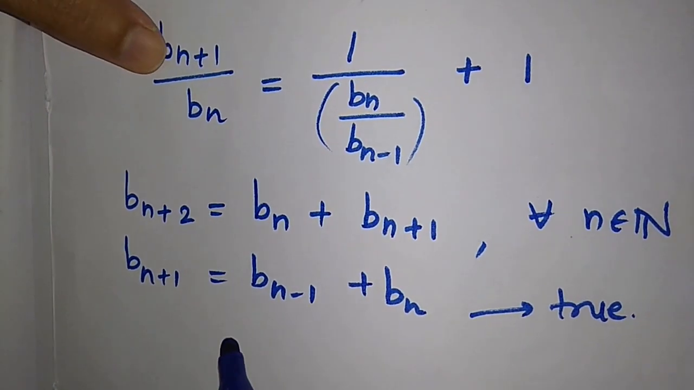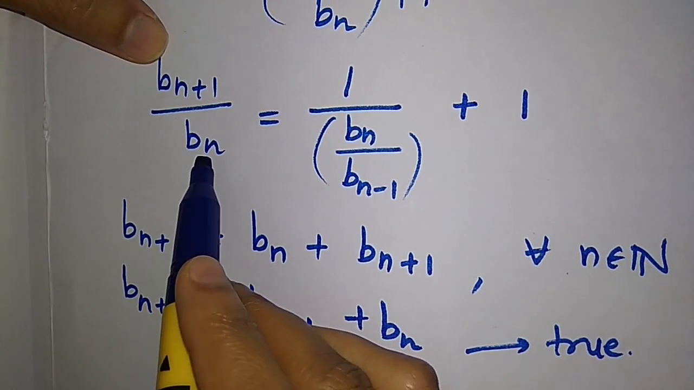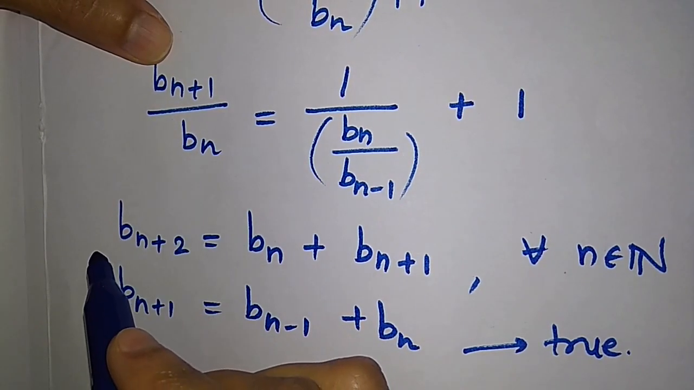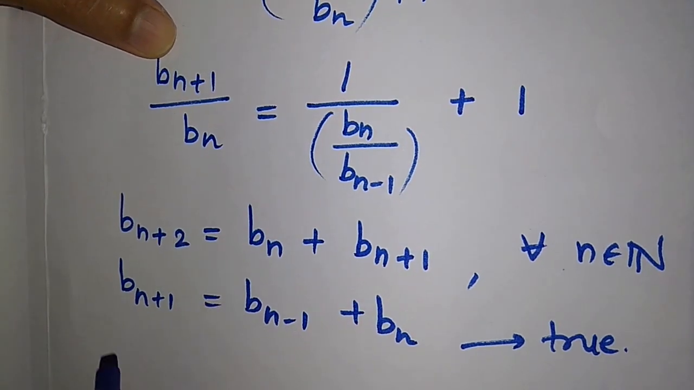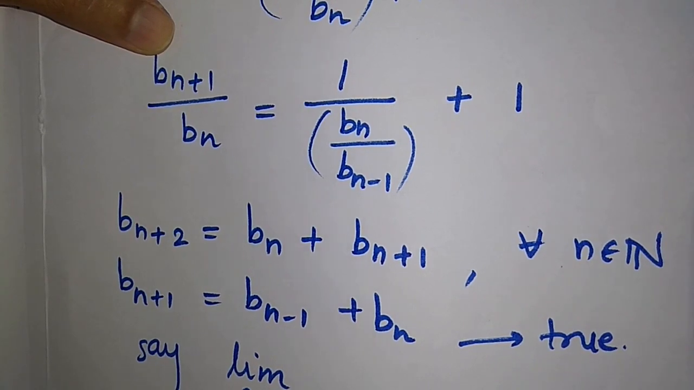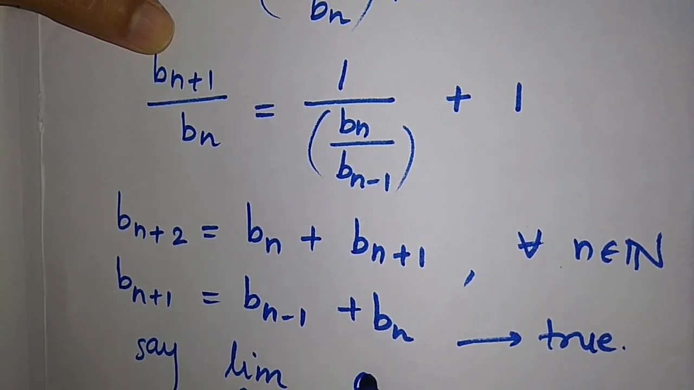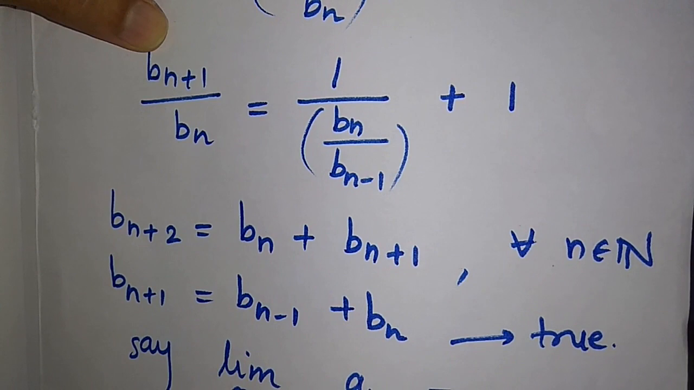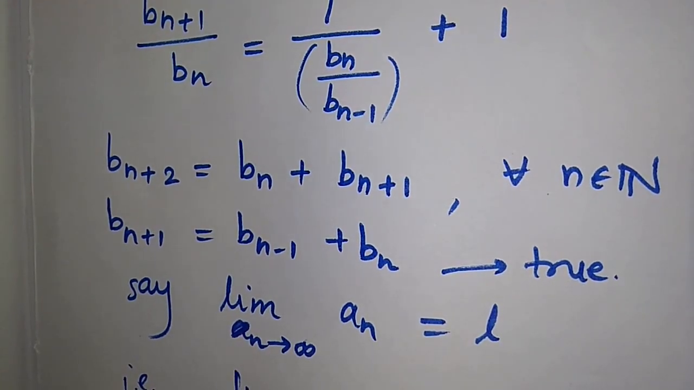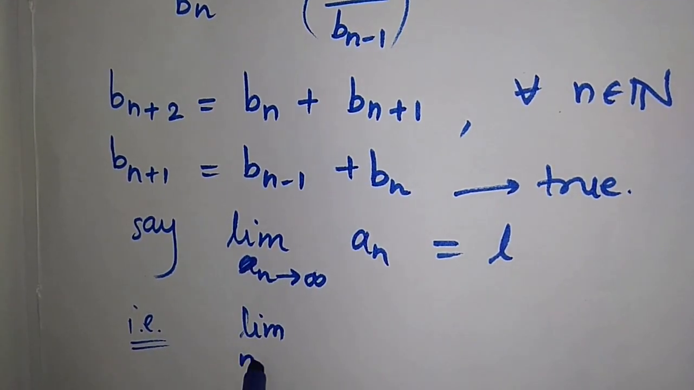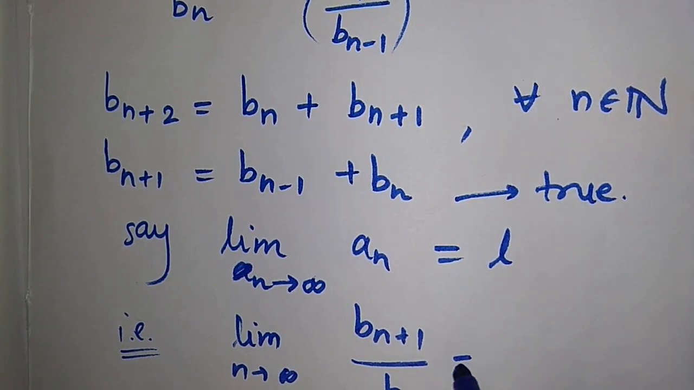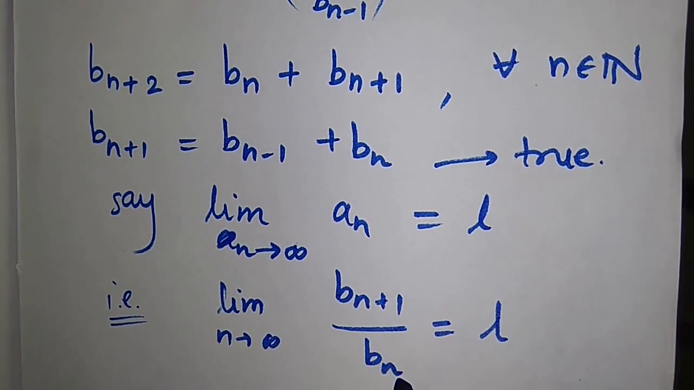Now let us say that this sequence bn plus 1 upon bn converges. That means an converges, because we have to find out the limit, so it must converge. So let us say the limit of an as n tends to infinity is L. That is, the limit of this bn plus 1 upon bn is equal to L, because an is nothing but this.